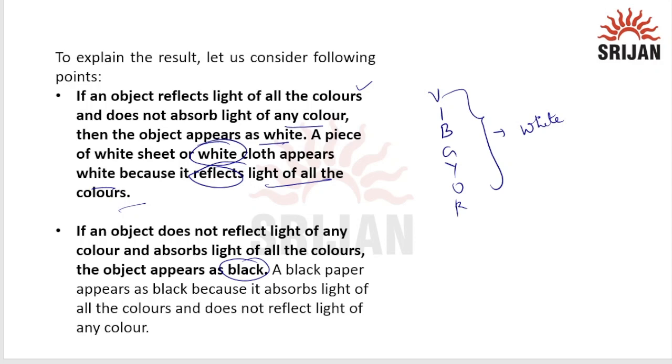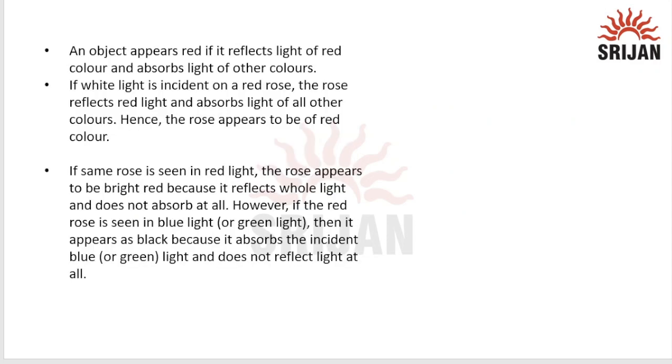And if it is not reflecting any wavelength, no color will be there, therefore it will appear black. The example is also given here that black paper appears black because it absorbs light of all the colors and does not reflect light of any color.